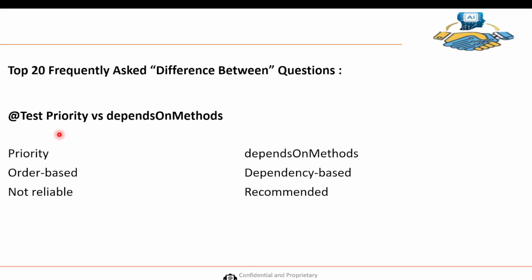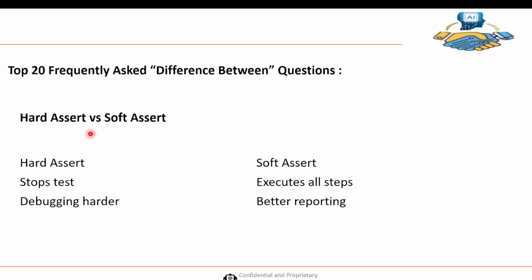Then next, what is the difference between test priority versus dependsOnMethods? Test priority is order based. It's not reliable. Whereas dependsOnMethods is dependency based, and we recommend dependsOnMethods. We can use it.